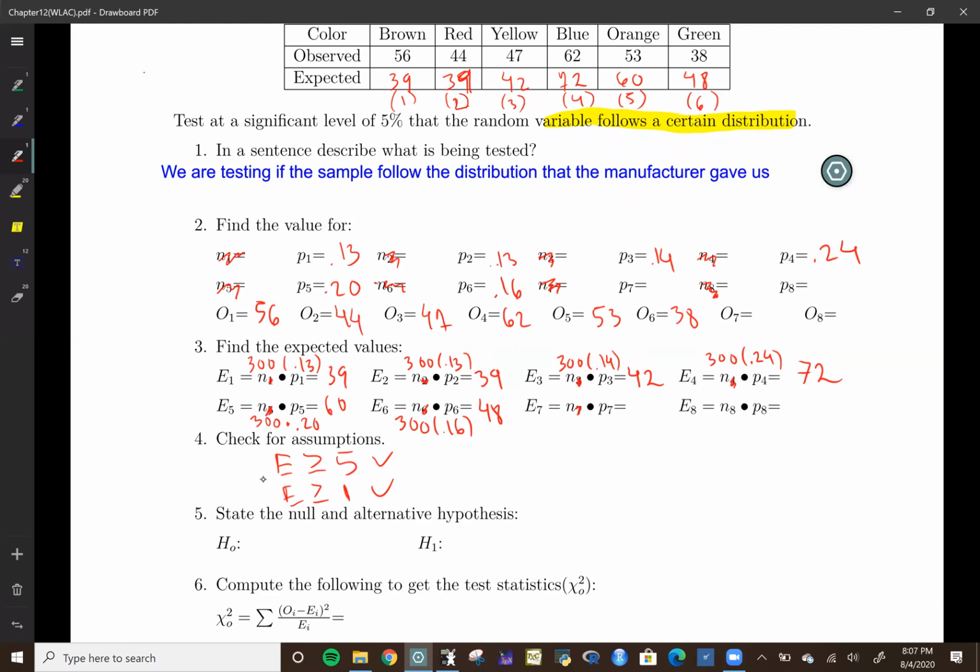The only time you have to stop and really check is if all of them are not greater than 5. You at least want 80% of them to be greater than 5. Say we get 5 expected values greater than 5, but 1 expected value that's less than 5. That's okay, because more than 80% of the expected values are greater than 5. All right, any question for checking the assumption?